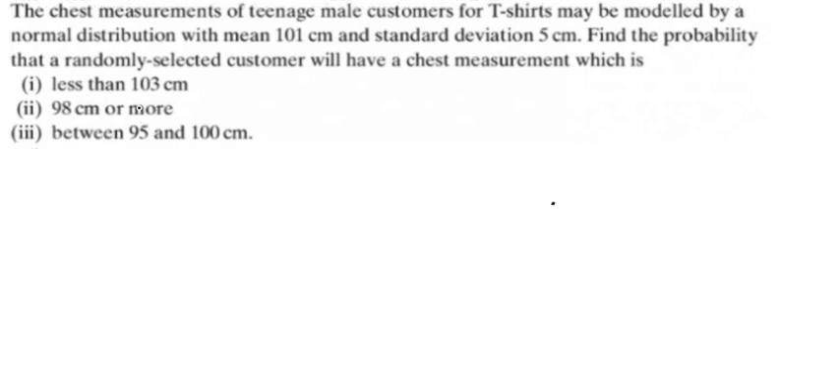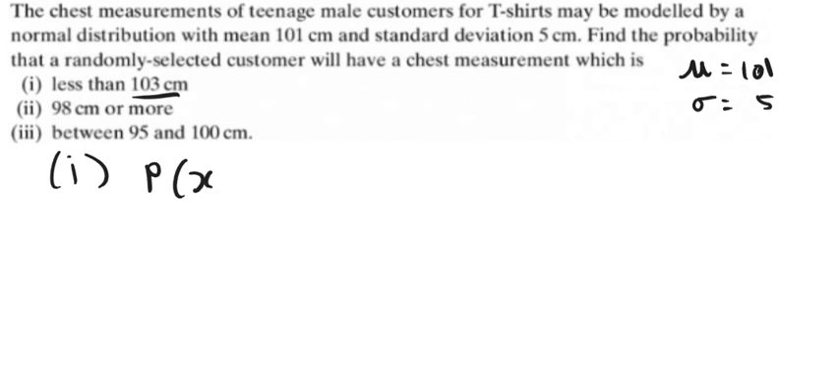Right, so the chest measurements of teenage male customers for t-shirts may be modeled by the normal distribution. So the mean is 101, so therefore our mu is 101, and our standard deviation is 5. And they're the first things we're always looking for. Find the probability that you'll have a chest measurement which is less than 103. So for our first part, it's the probability that x is less than 103.